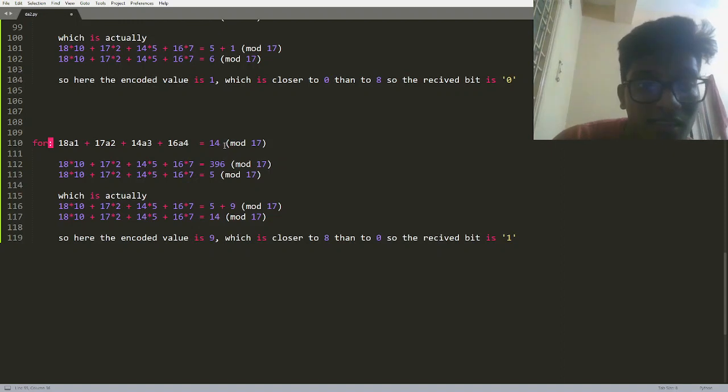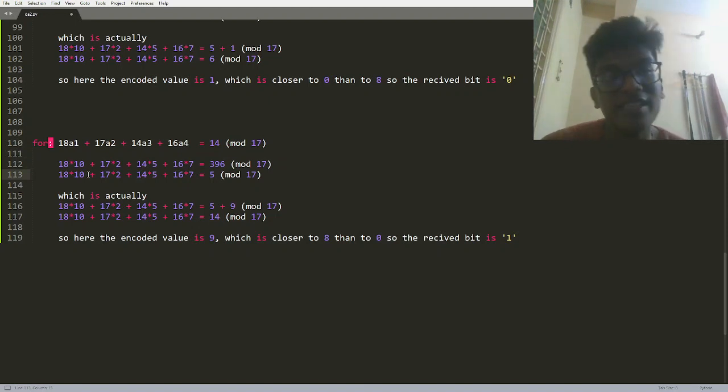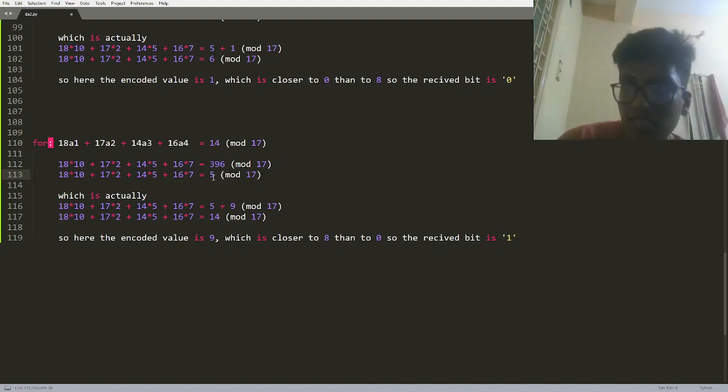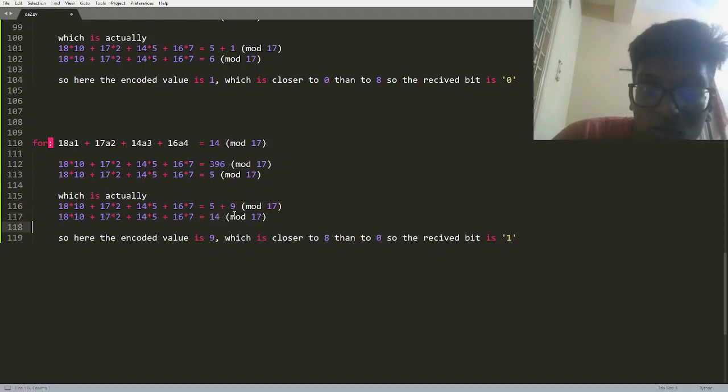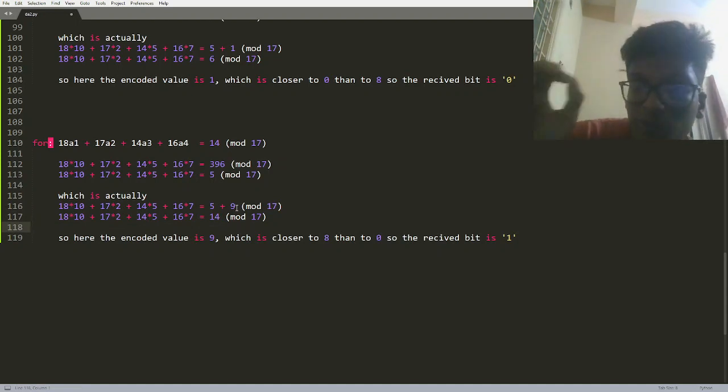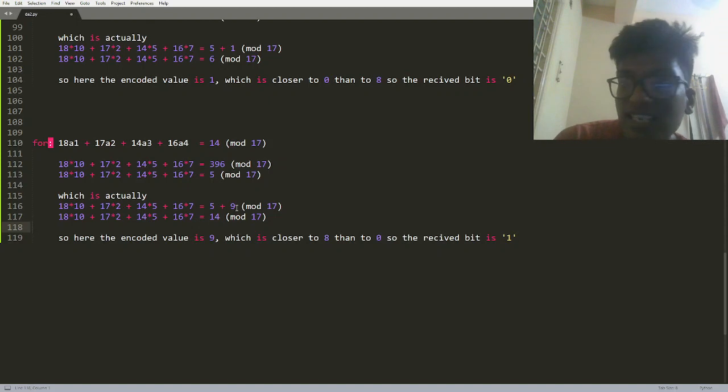Similarly, here we are receiving this equation. Similarly, I am inputting my private keys to this equation, and again we are getting 5. But 5 and 14, what difference? It has a difference of 9. So the induced error is actually 9. So 9 is actually closer to 8. What this means is that to the final answer, the sender has encoded or added 8 to it, which is actually half of 17, which is Q. Since the sender has added 8 to it, naturally it means that he has sent the bit 1.